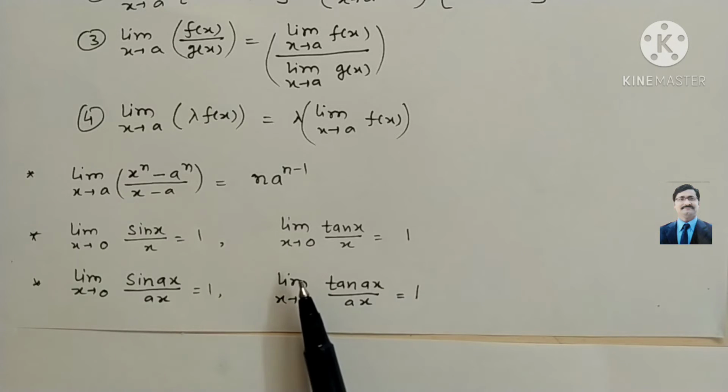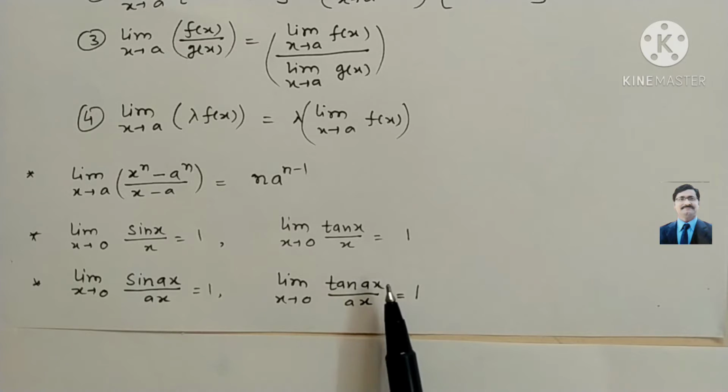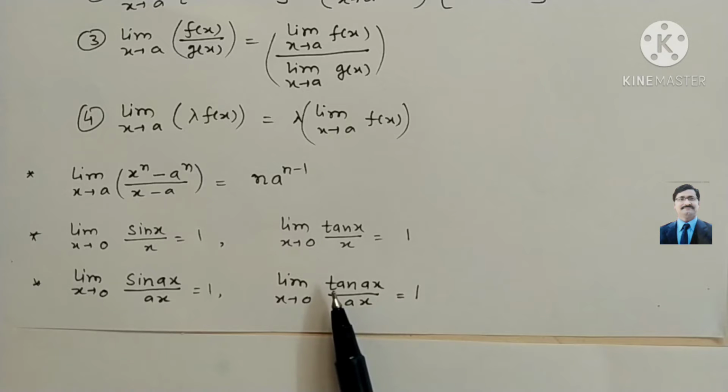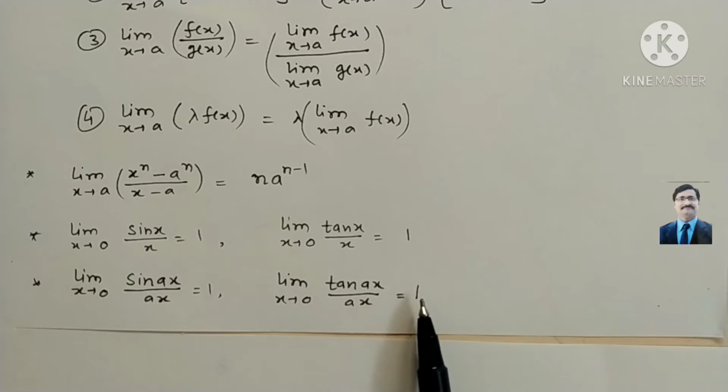Similarly in tan, limit as x tends to 0 of tan ax upon ax, means if you have ax, then here also you want ax. If you have 4x, then 4x. If you have tan 5x here, then here also you want 5x. Then the value of this function will be 1, means the limit will be 1. So hope you understand this. It's a very important part.